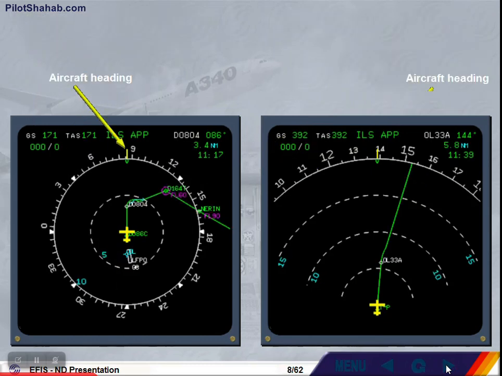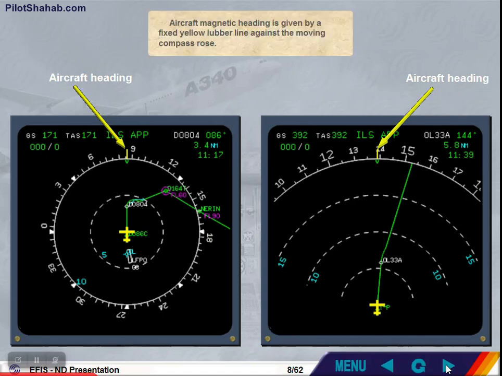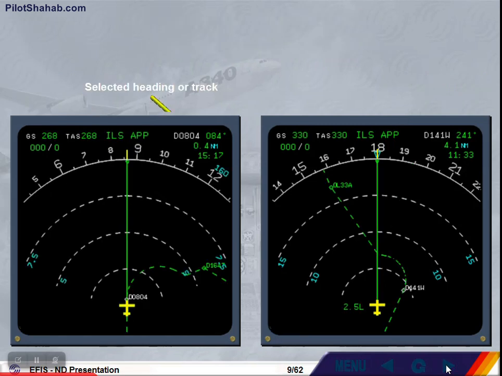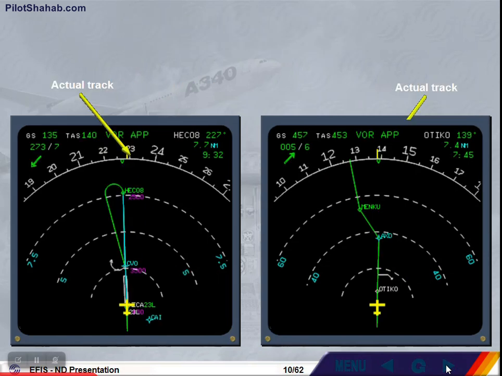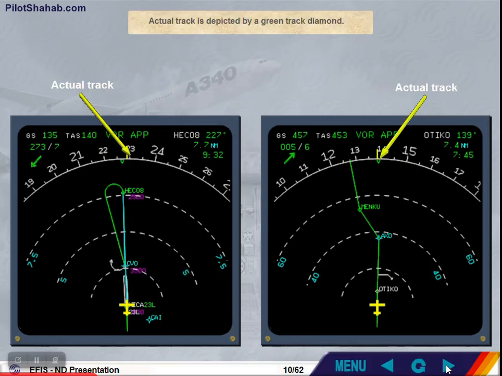Aircraft magnetic heading is given by a fixed yellow lubber line against the moving compass rose. Selected heading or track is shown by a blue triangle or blue numbers if out of display range. This is similar to the PFD. Actual track is depicted by a green track diamond.